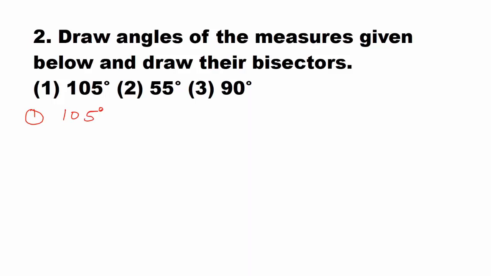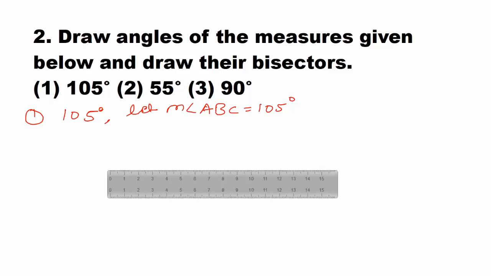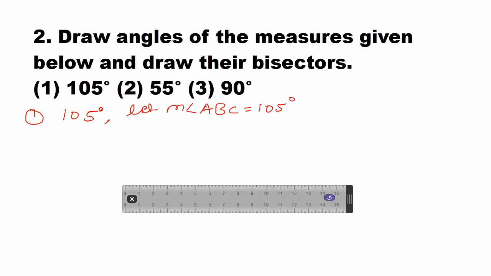Now here, let measure of angle ABC be equal to 105 degrees. This one is an obtuse angle. Why is it an obtuse angle? What is its measure? Its measure is 105, which is more than 90 degrees. B is the vertex of this angle.